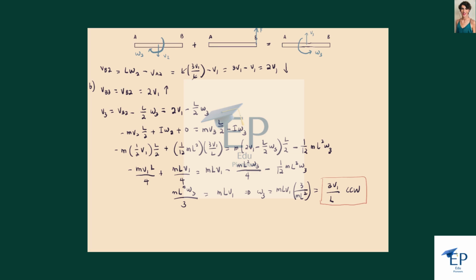Now, solving for V3, V3 is equal to 2V1 minus L over 2 omega 3. So that would be 2V1 minus L over 2 times 3V1 over L. So that would be 2V1 minus 3/2 V1, which is equal to 1/2 V1, directed upward.